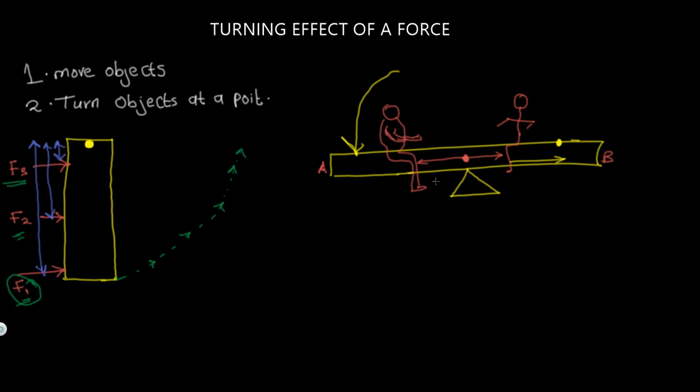Now, what is another thing we can do to balance this system? Another option is to move this person in this direction. So let us keep this person originally where he is and then move this person here.